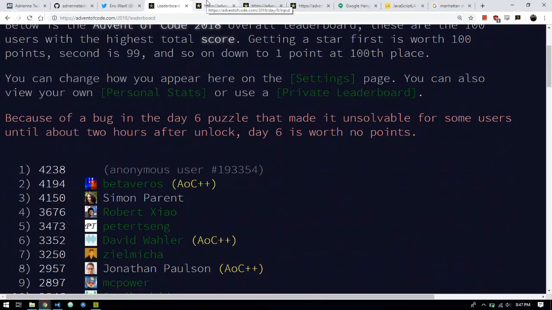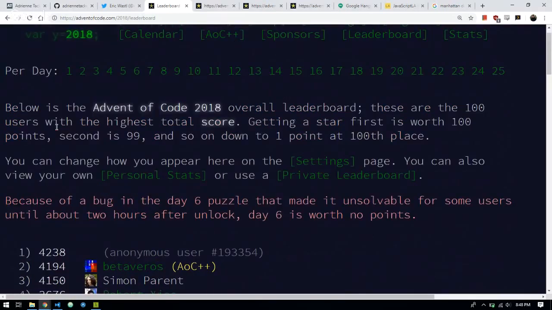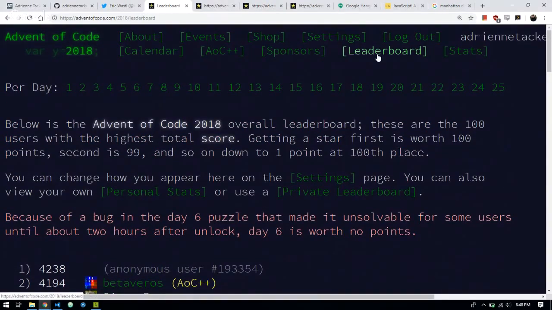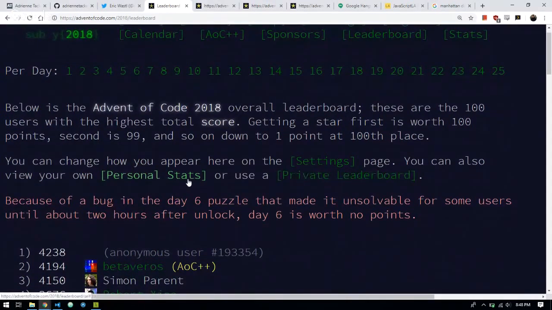I don't have that kind of skill to get it that fast, but that's the worldwide leaderboard. So these are the points. Based on how many minutes after the puzzle was released you solve it, you get certain points. The closer you are to release, the faster you are, the more points you get. And then there are also private leaderboards and your own personal stats.